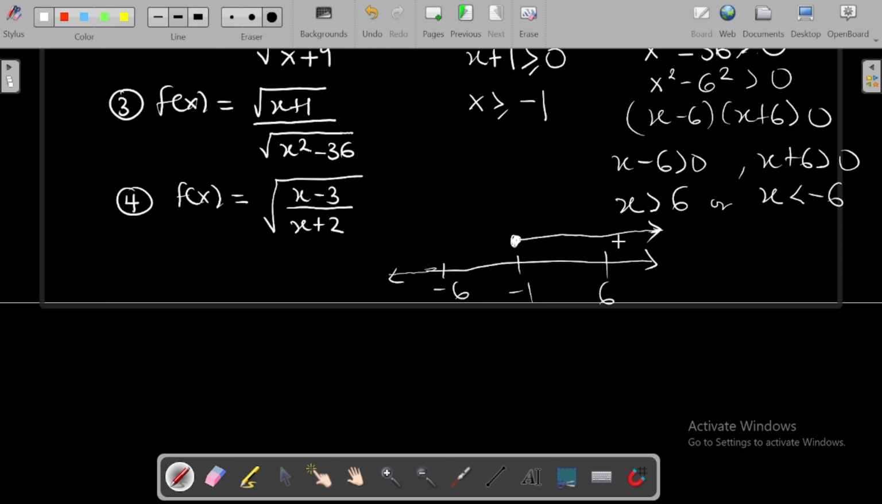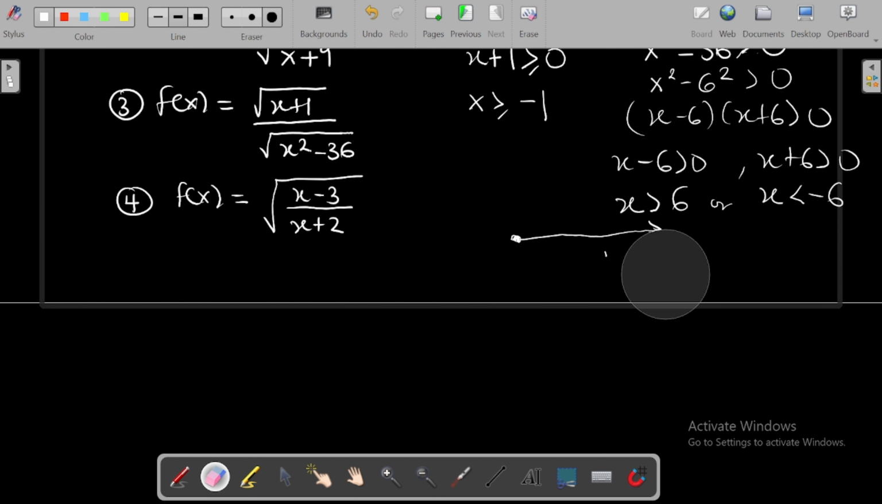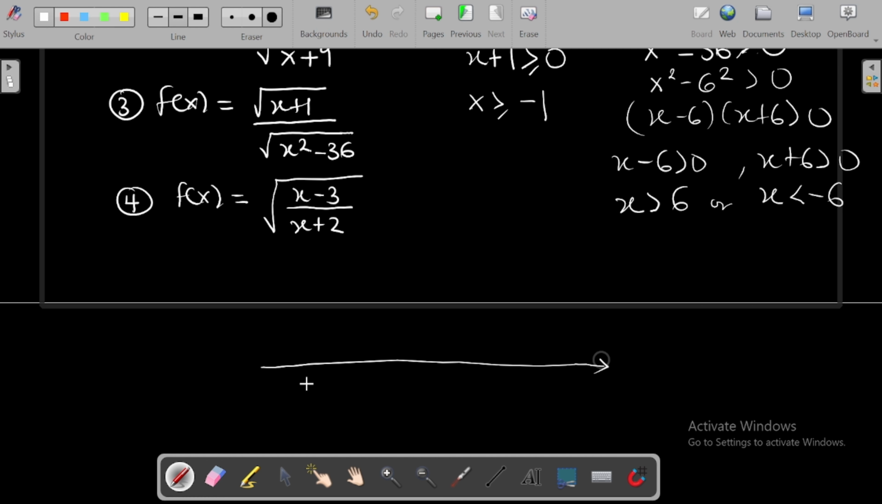Okay, sorry, let me clean this number line and let me draw it again. The position of the number line is not good, so let me draw it here. -infinity to infinity, then you have your -6, -1, then 6. Okay, now we declared -1 to be this, and then it goes this way. Now when you look at the 6, they are saying greater than 6, it means there is no equal to, so it's an open circle, and it's greater than, so it moves this way, right?